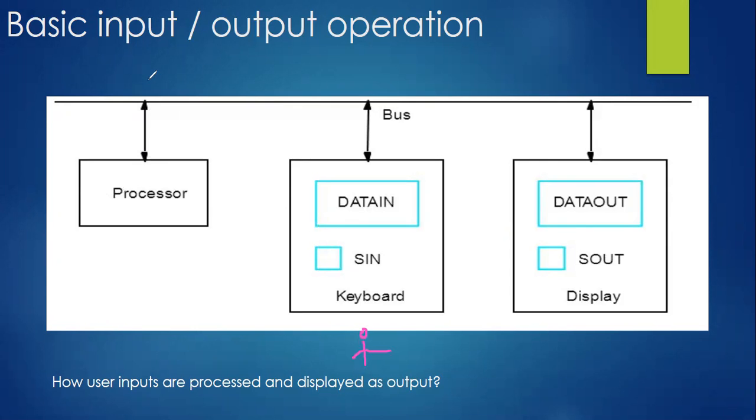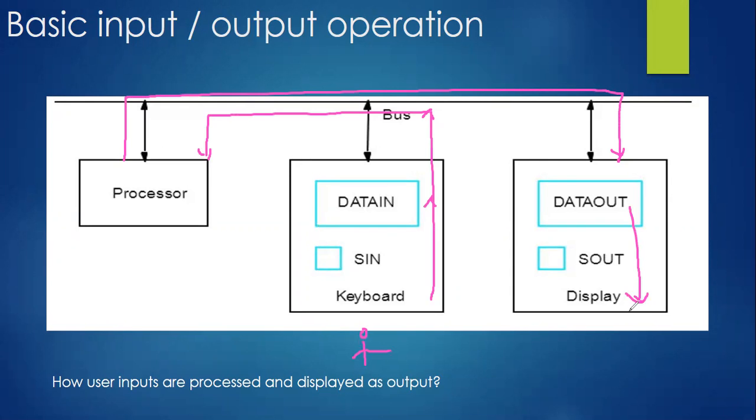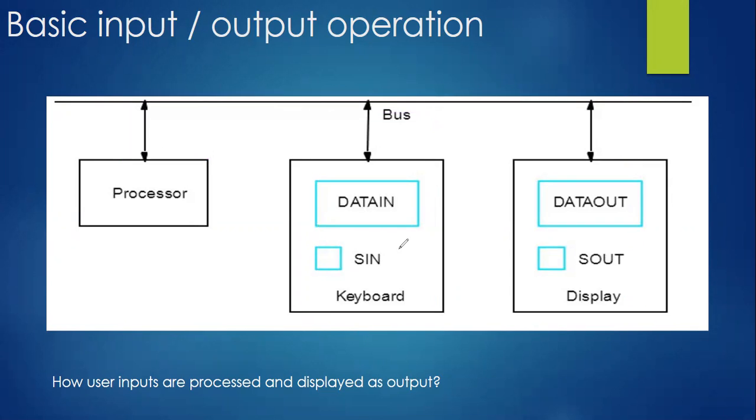How will it be displayed? The processor will send that information to data out, and from data out to the display unit. Whatever we are typing in MS Office, simultaneously we see those alphabets appear, right? In the backend it goes from input unit to processor, and processor to output unit. So the path is keyboard to data in, data in to bus, bus to processor. In the reverse direction, processor to data out, then data out to the monitor or any other display unit. This is how the input and output operation is performed.